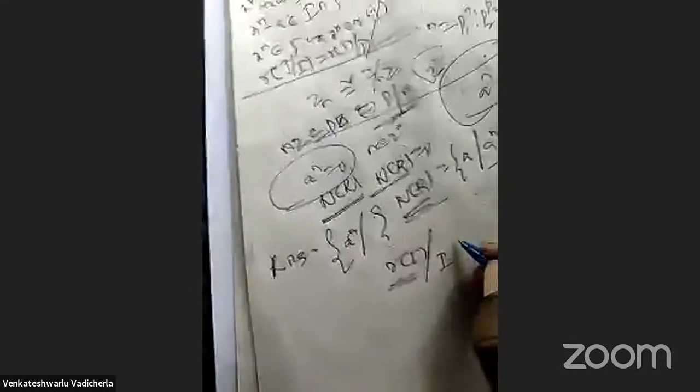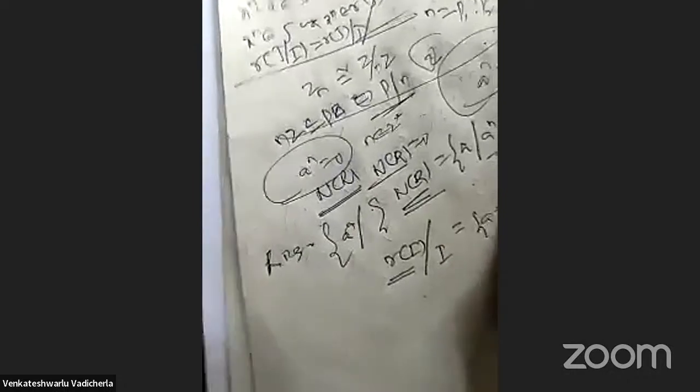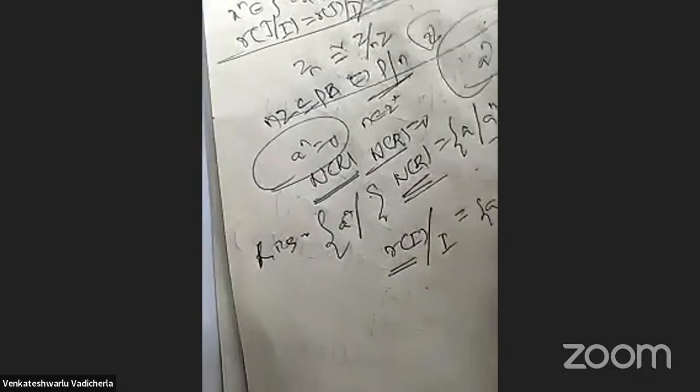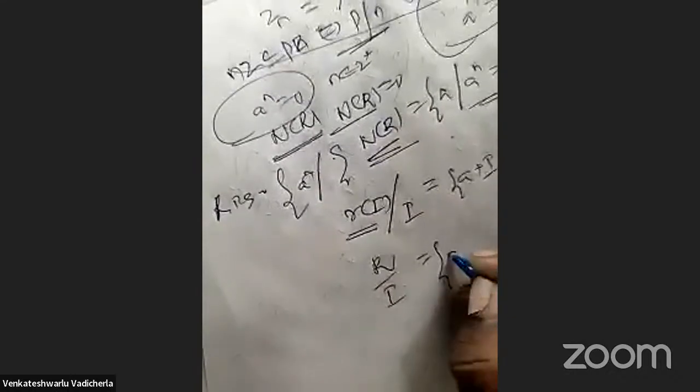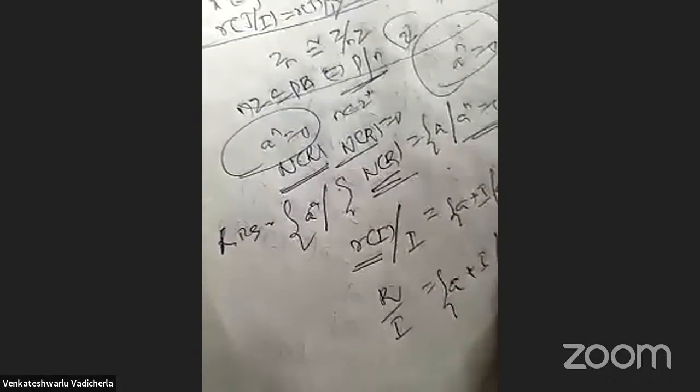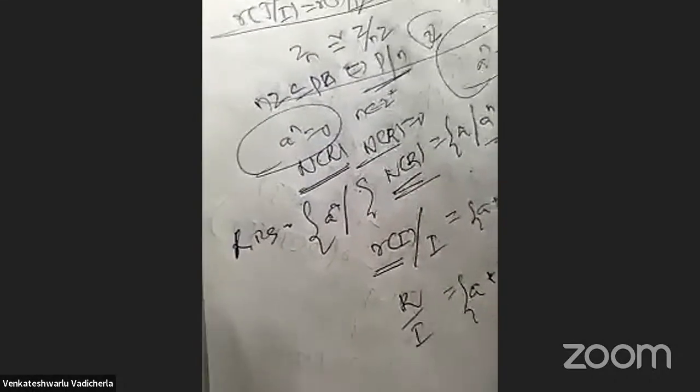Now consider the nil radical of R over I, that is, R/I. By definition, R/I is the set of a plus I such that a belongs to R. The nil radical of the quotient is precisely the set of a plus I where a belongs to the radical of I. Next.